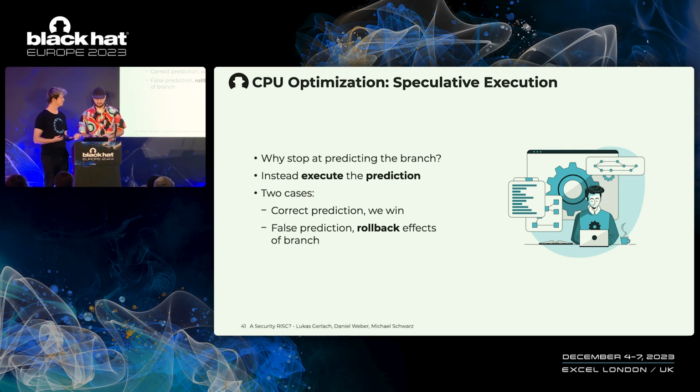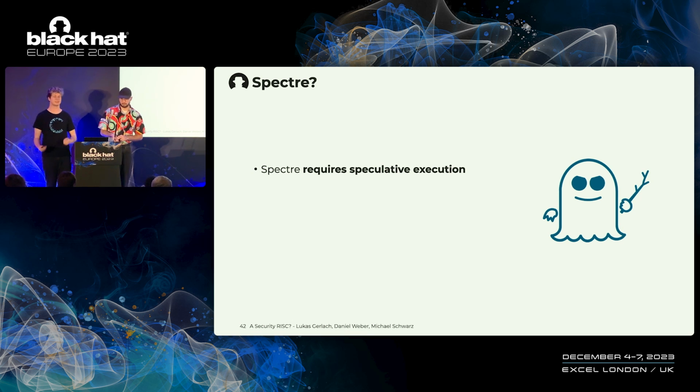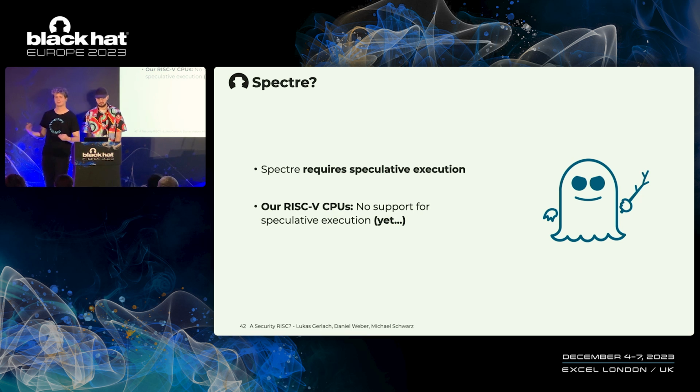Well, speculative execution, that sounds really close to that Spectre attack that you talked about earlier, right? Yes, exactly. And that's also where the name Spectre comes from. But talking about Spectre on RISC-V, Spectre requires speculative execution because it's abusing those false predictions. But all tested RISC-V CPUs in our lab when we did those experiments do not have speculative execution yet. So that does not really work. Maybe on future CPUs, time will tell.